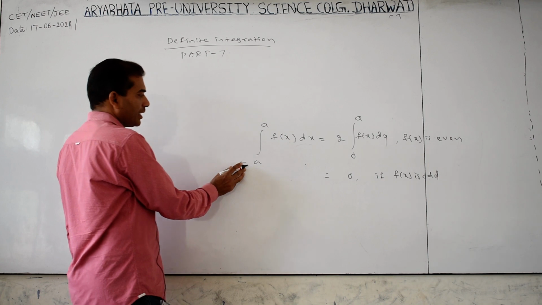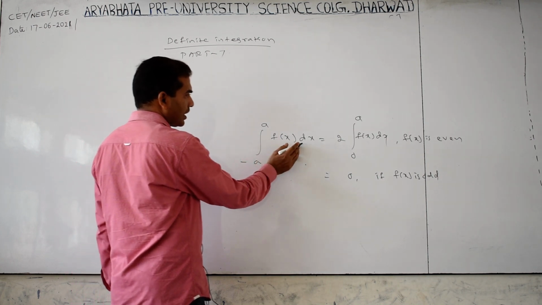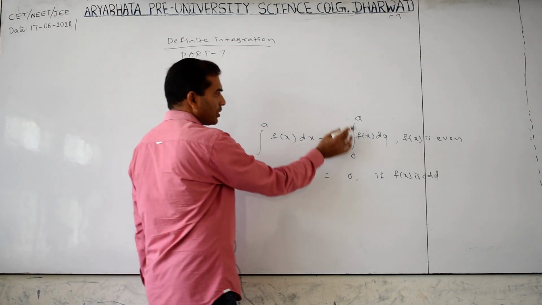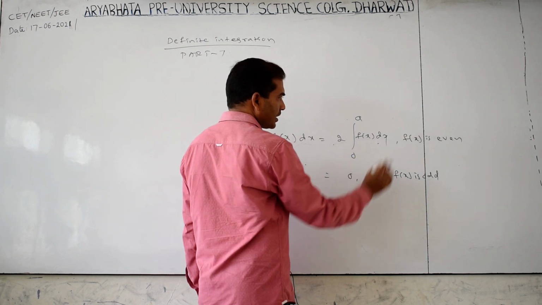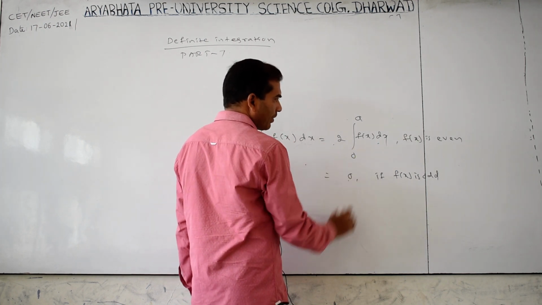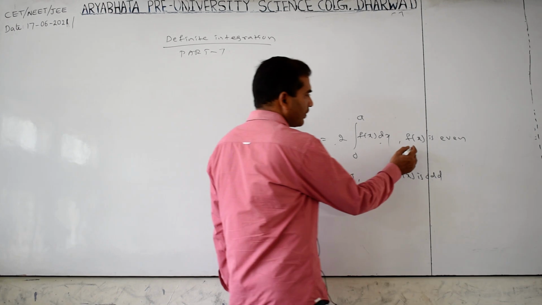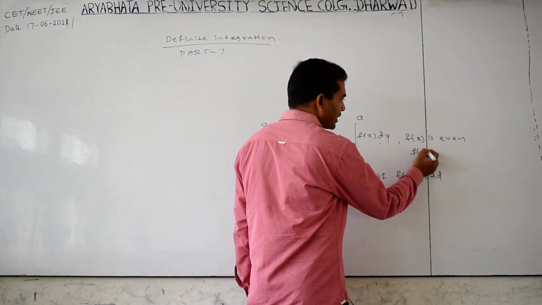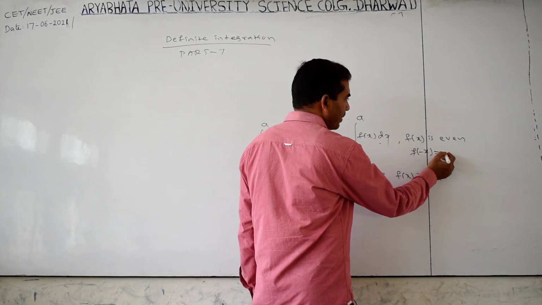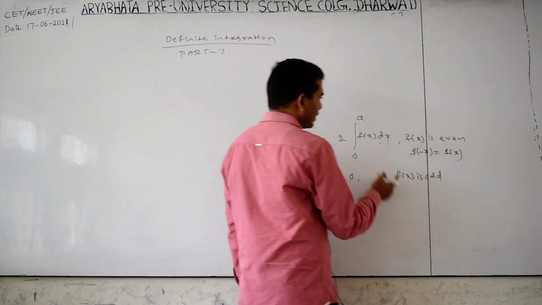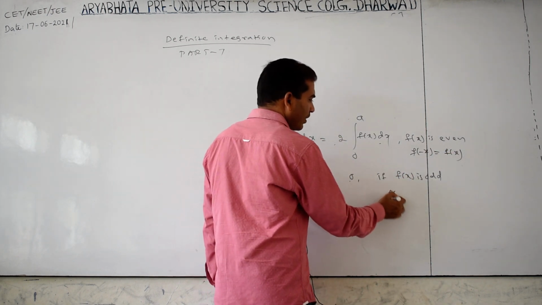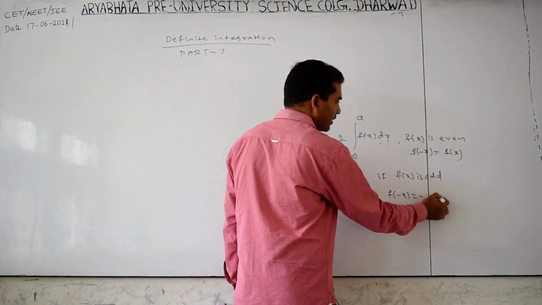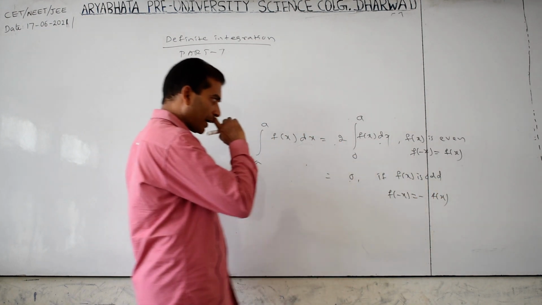See this property: the integral from minus a to a of f of x dx equals 2 times the integral from 0 to a of f of x dx if f of x is even, and 0 when f of x is odd. Even function, how to check? Put x equal to minus x: if f of minus x equals f of x, then it is even. If f of minus x equals minus f of x, then it is odd.